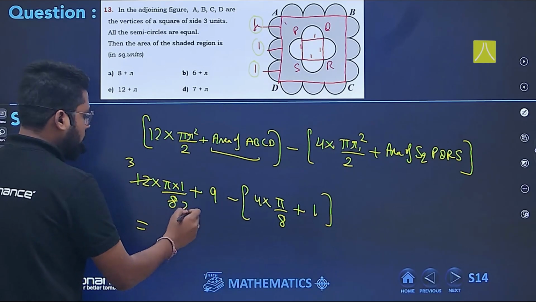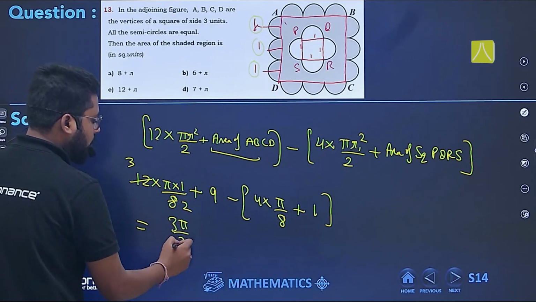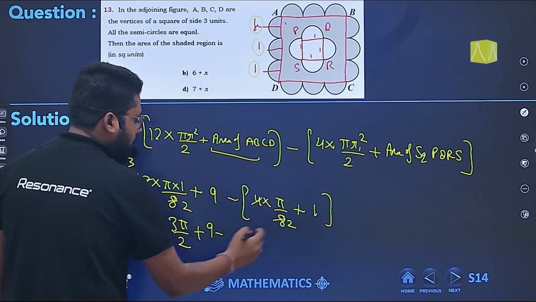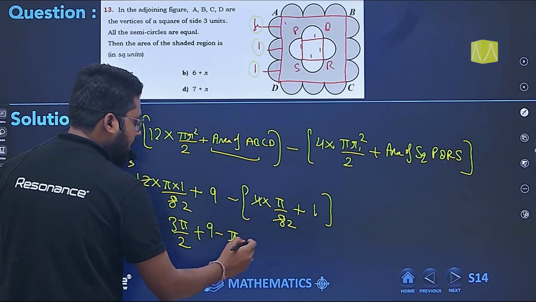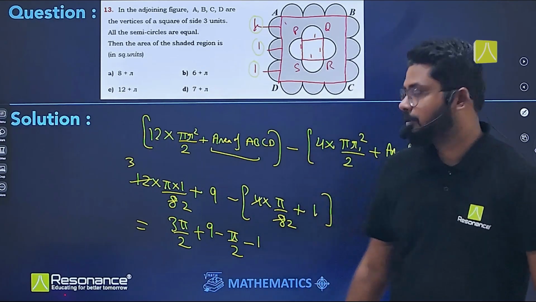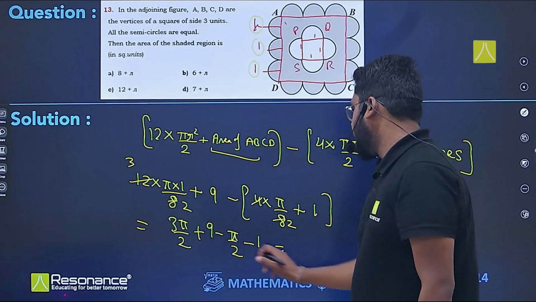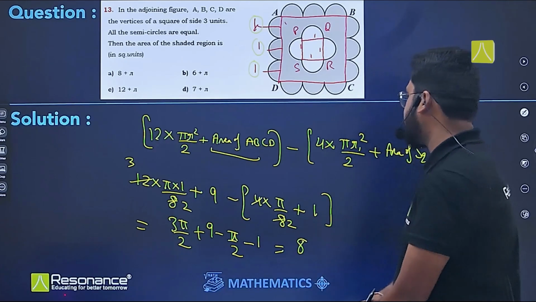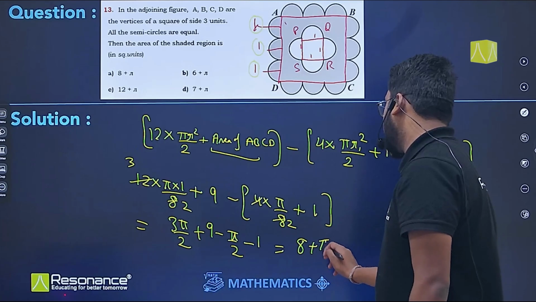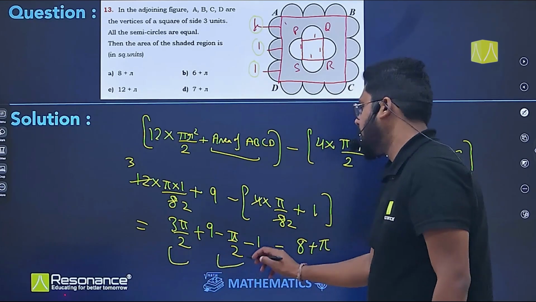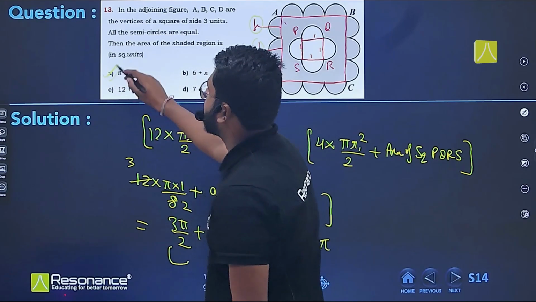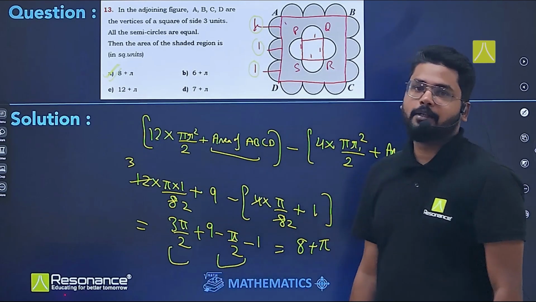So 3 pi by 2 plus 9 minus pi by 2 minus 1. So 9 minus 1 is 8, and if you subtract 3 pi by 2 minus pi by 2, you will get only pi. So our answer will be 8 plus pi.